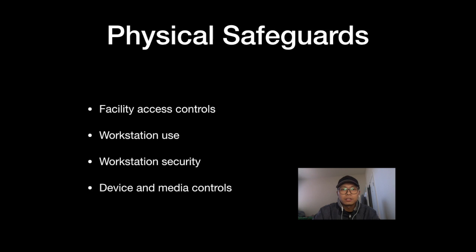The physical safeguard section contains 4 standards: facility access control, workstation use, workstation security, device and media controls. For example, the facility access control standard requires the CE to implement policies and procedures to limit physical access to its electronic information systems and the facilities in which they are housed to authorized users.